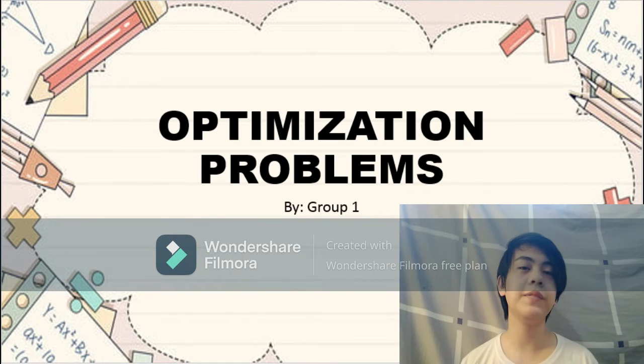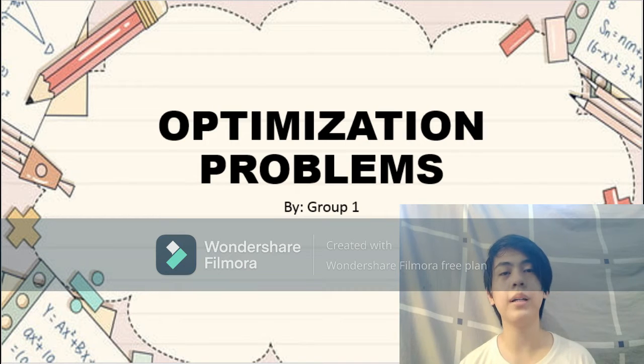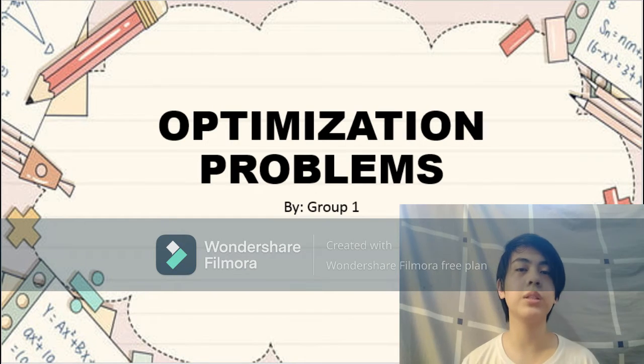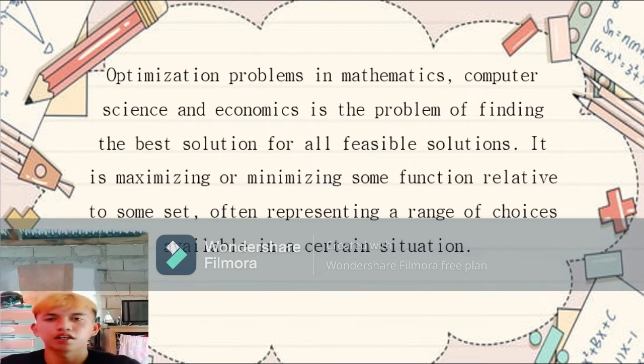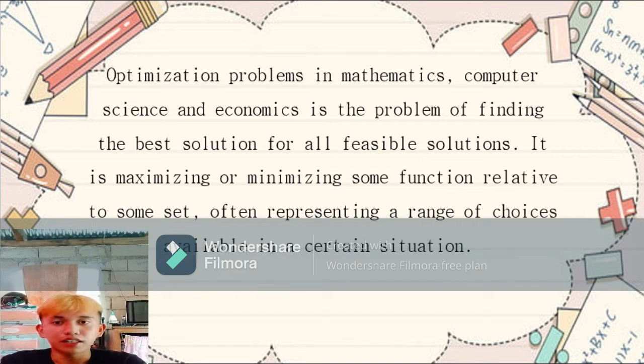I'm Gab, and in this video, we are going to learn how to solve optimization problems, or the maxima and minima. But first, let us define optimization problems. Optimization problem in mathematics, computer science, and economics is the problem of finding the best solution for all feasible solutions. It is maximizing or minimizing some function related to some set, often representing a range of choices available in a certain situation.